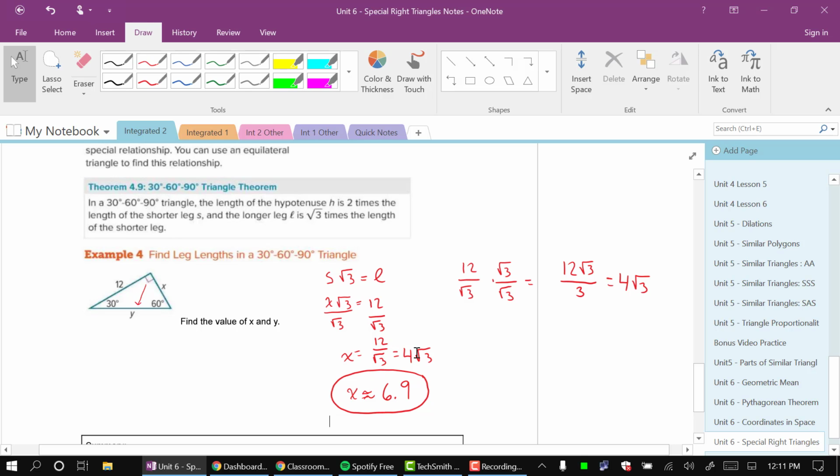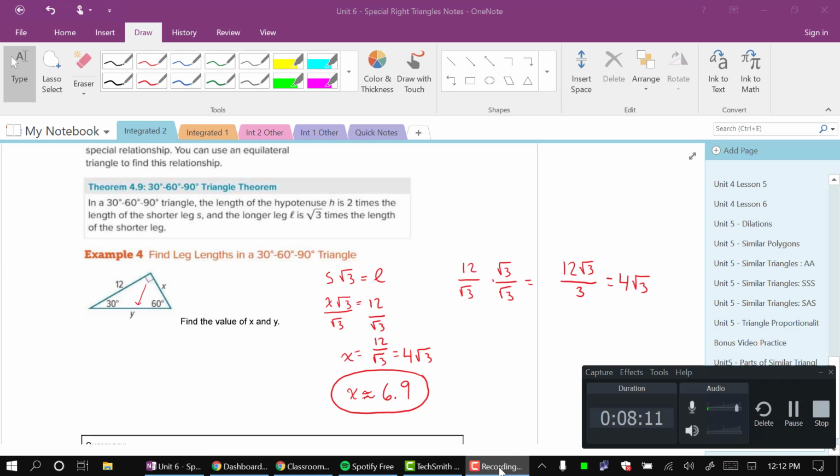You're going to use these ideas to help you answer the problems today. Write a summary about 45-45-90 triangles and 30-60-90 triangles.